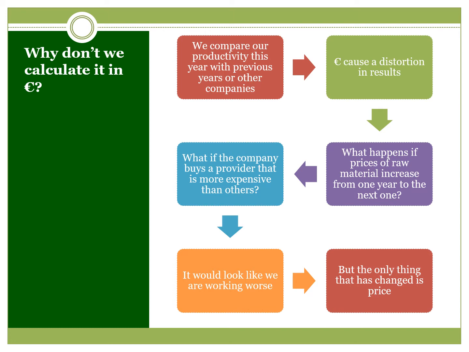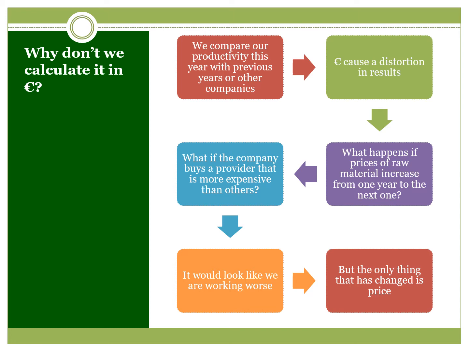Why? Two main reasons. The first one, what happens if the prices of the raw material rise from one year to the next one? It may look that the productivity is worse, but the company is being as efficient or even better. The only thing that has changed is the price of the raw material, not the way in which the company is using the raw material. So this will be one of the distortions. What will be the other one?